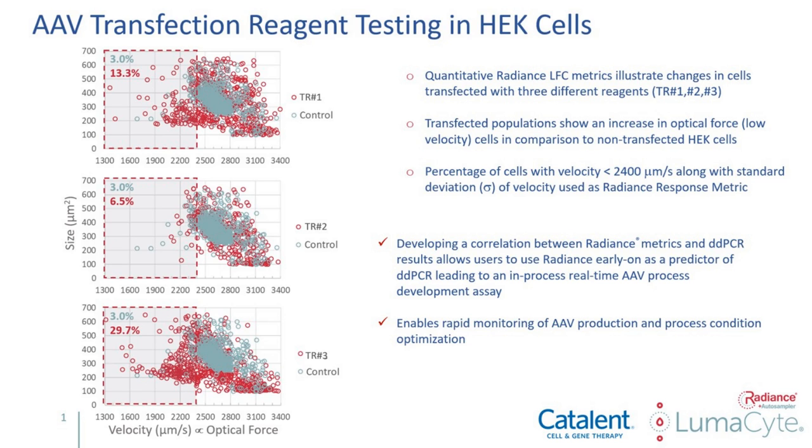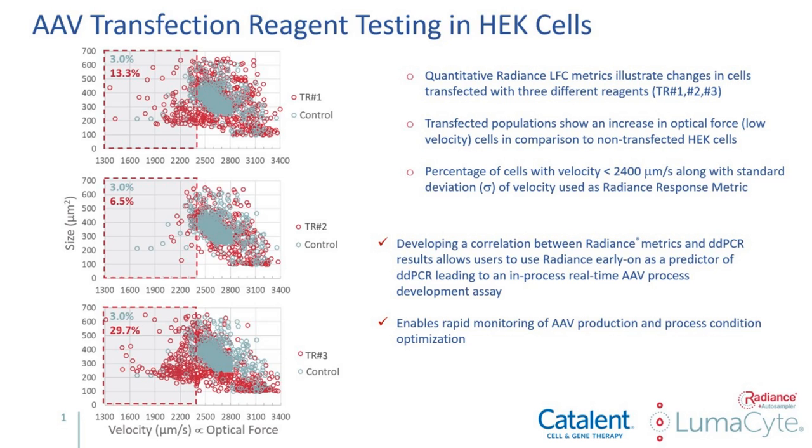Here are the results of the AAV transfection reagent testing, for the 3 different transfection reagents shown as TR1, 2, and 3. The transfected population showed an increase in optical force and also lower velocity compared to the cells which were not transfected, which is shown in the gray. And the percentage of cells with velocity less than 2400 micrometer per second, along with the standard deviation of velocity, was used as the Radiance response metric in this case.